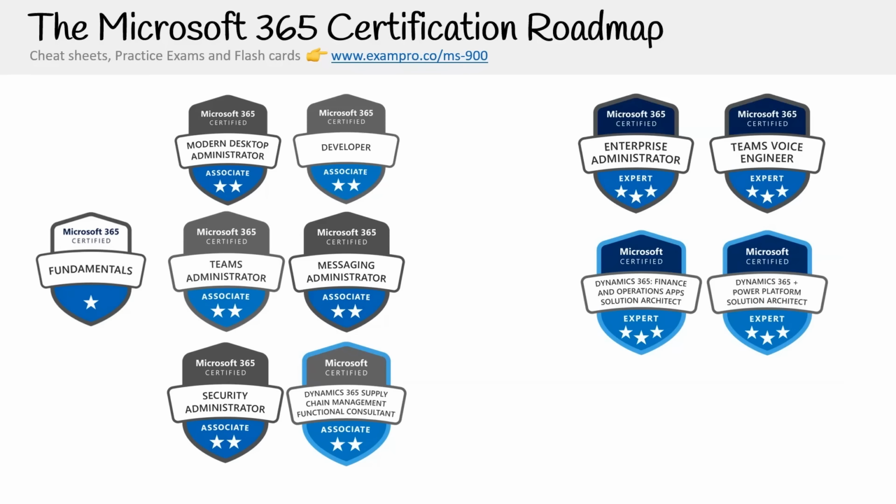A common route would be something like taking the Modern Desktop Administrator at the associate level, then moving to the Enterprise Administrator at the expert level. It's also common for people to take multiple of these associate level certifications. It doesn't have to be just one. This is to ensure they have a wide range of knowledge on all of these areas for possible career openings.